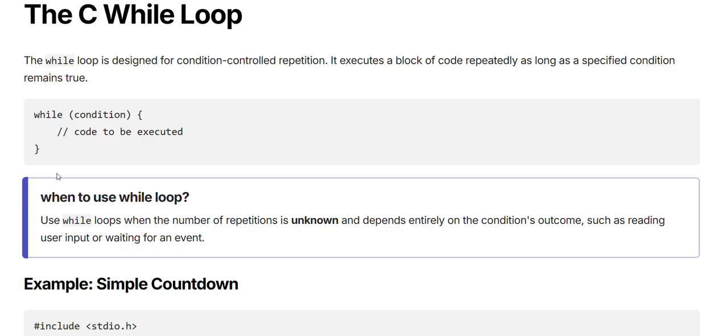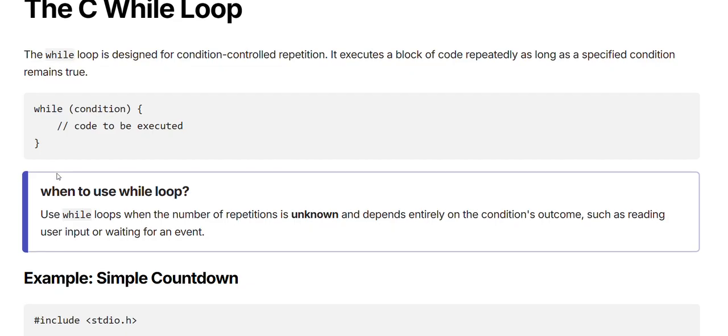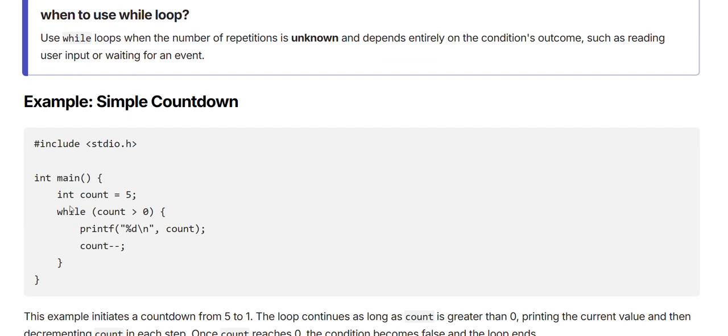Now let us look at an example for while loop. Here, count = 5. An integer variable named count is declared and initialized with the value 5. Here, while count is greater than 0, this is a while loop.